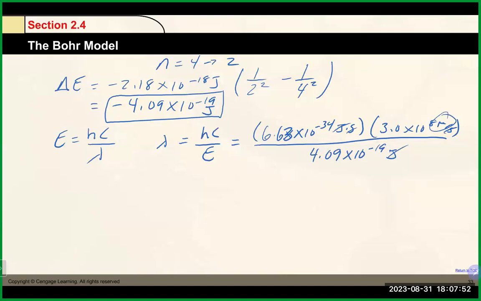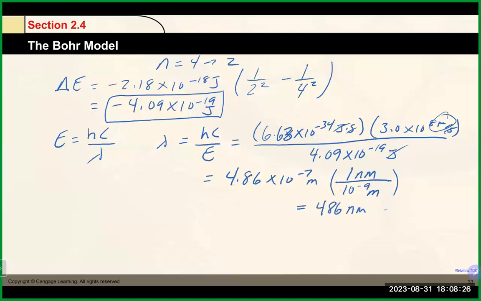So 6.63 to the minus 34 times 3 to the 8 divided by 4.09 to the minus 19. That's going to give us 4.86 times 10 to the minus 7 meters. Once again, we'll do our conversion to nanometers in this case. So again, 10 to the minus 9 meters and 1 nanometer. And that will get us 486 nanometers. And that's somewhere in the greenish range, I think.